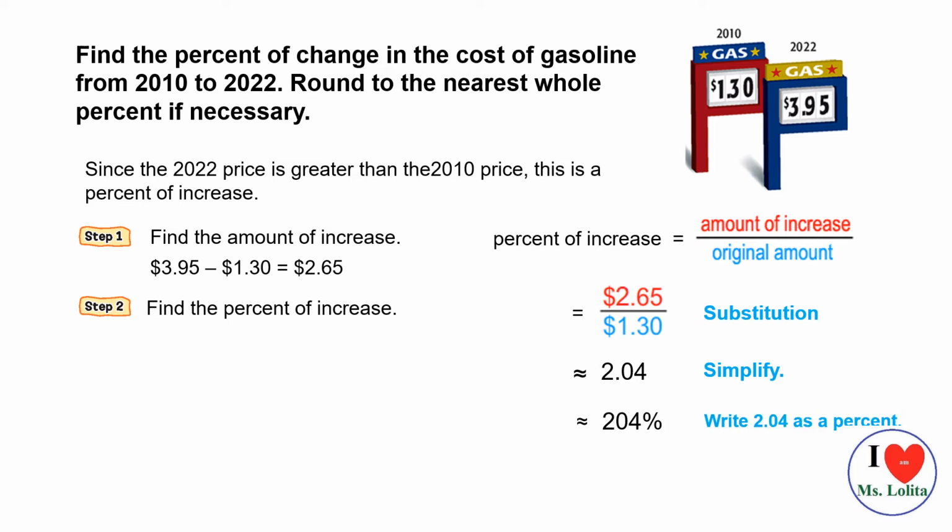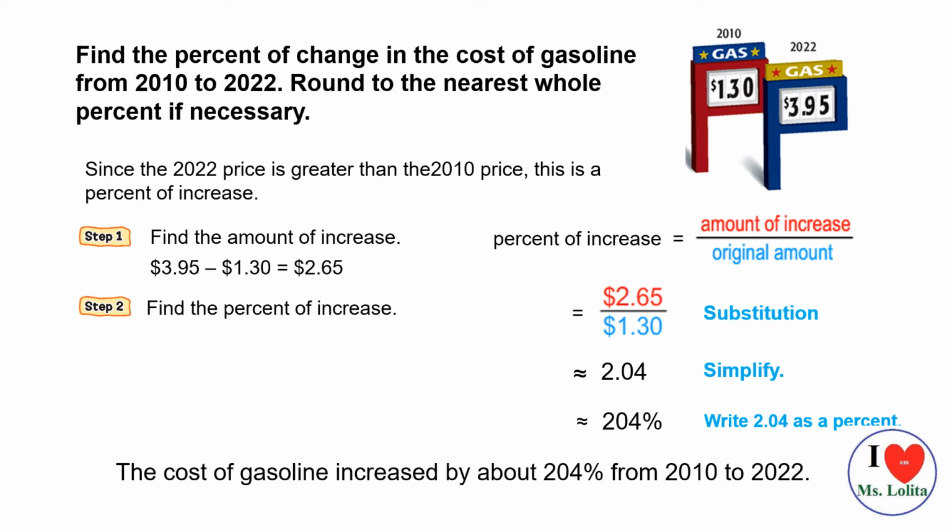To write 2.04 as a percent, you're just going to multiply it by 100. Therefore, 2.04 times 100 will give you 204%. Therefore, the cost of gasoline increased by about 204% from 2010 to 2022. It is easy, right?